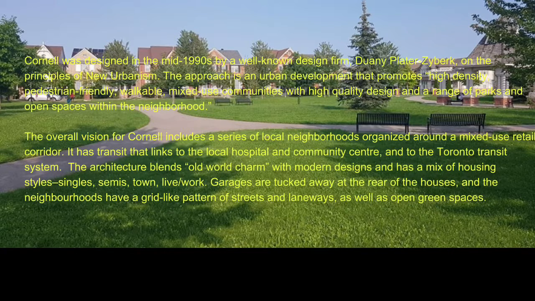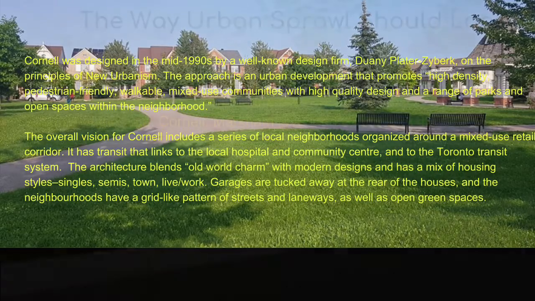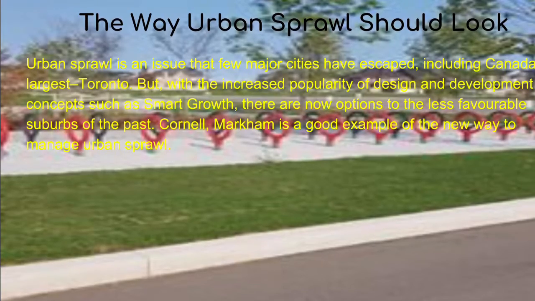The overall vision for Cornell includes a series of local neighborhoods organized around a mixed-use retail corridor. It has transit links to the local hospital and community center, and to the Toronto transit system. The architect blends old world charm with modern design and has a mix of housing styles: singles, semis, towns, live/work. Garages are tucked away at the rear of houses, and the neighborhoods have a grid-like pattern of streets and laneways, as well as open green spaces. The way urban sprawl should look.